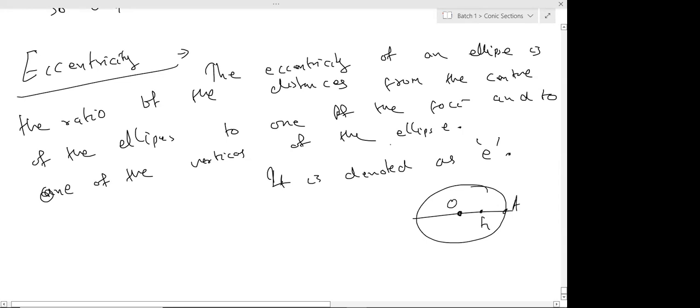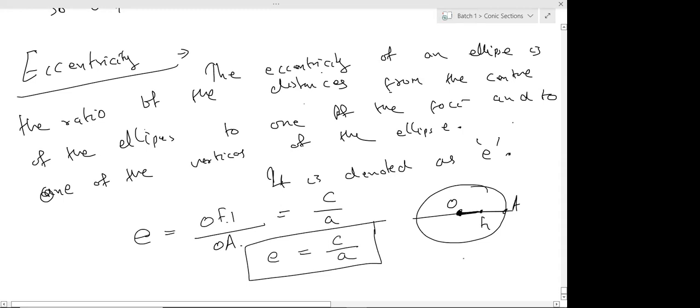See, they are saying the eccentricity of an ellipse is the ratio. That means this is a ratio of the distances from the center of the ellipse to one of the focus OF1 upon one of the vertices OA. This ratio is E, or eccentricity. And we know that OF1 is C, OA is A. That means we can write E equals C upon A. This is the eccentricity of ellipse.